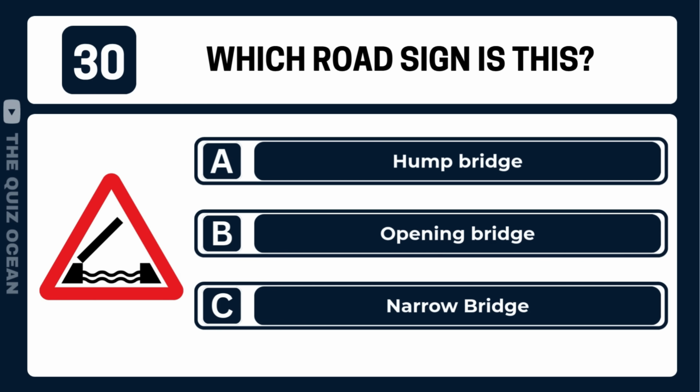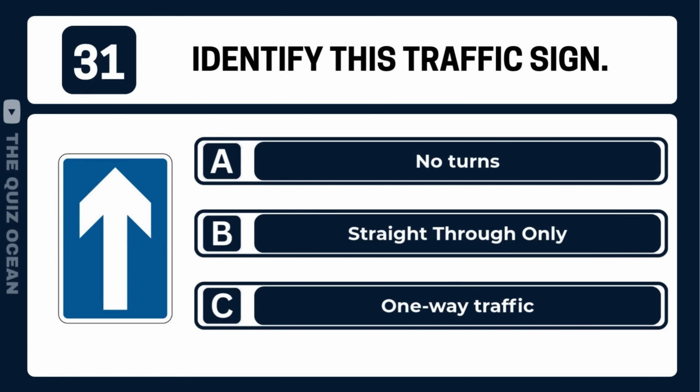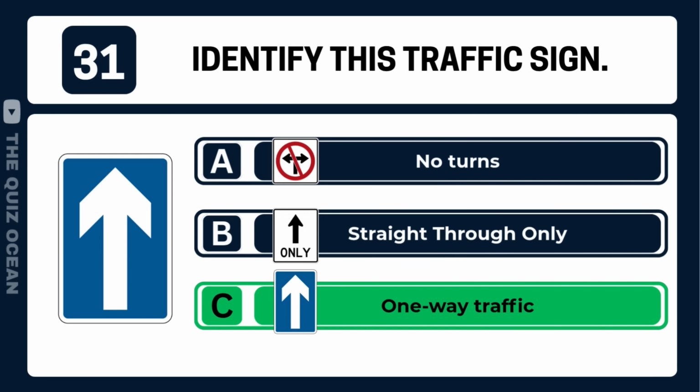Which road sign is this? Correct. It is the opening bridge sign. Identify this traffic sign. Great! That is the one-way traffic sign.